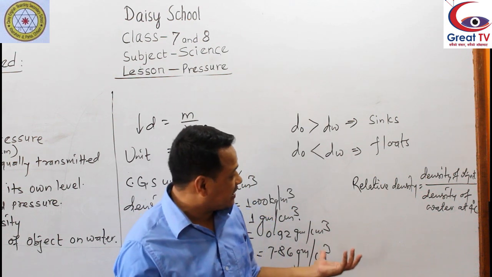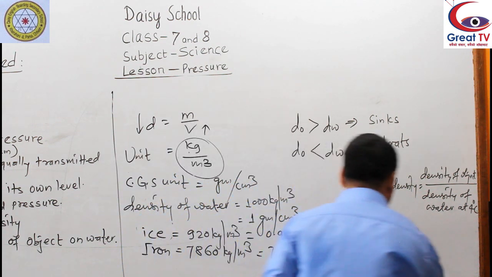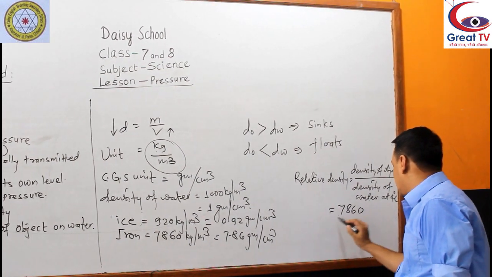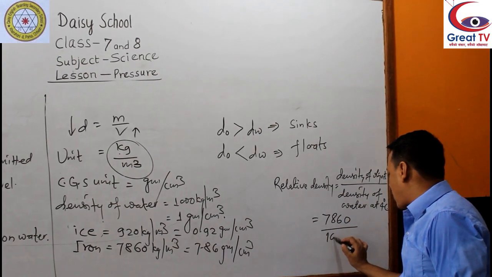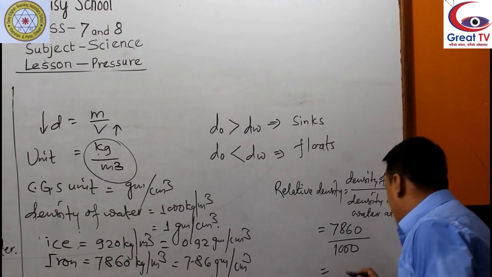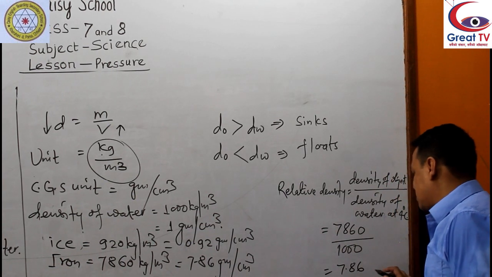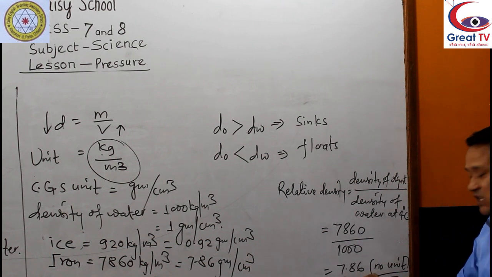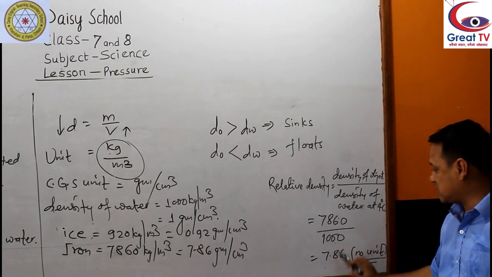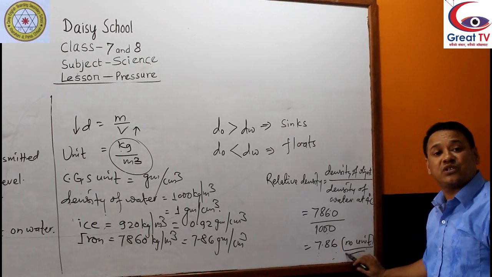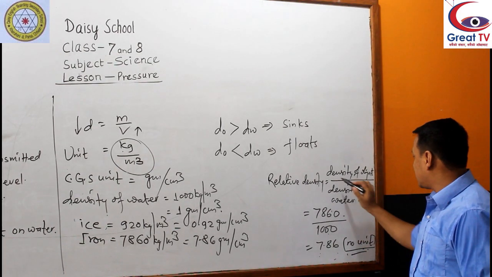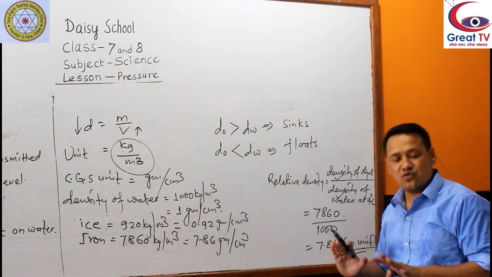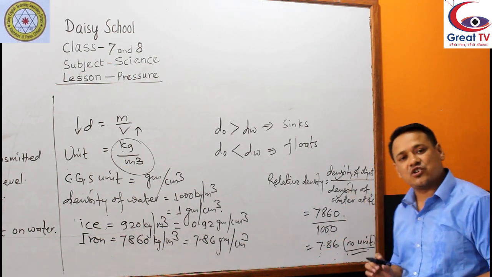Like density of iron. What is the relative density of iron? It is the density of iron, 7860, over density of water, which is 1000. So how much? 7.86. It has no unit. While dividing this, you can get 7.86. Why no unit? Because it is the ratio of the same physical quantity, density, so the unit of density cancels here.